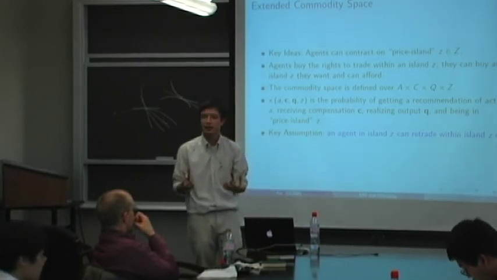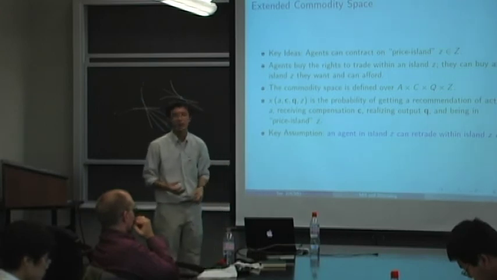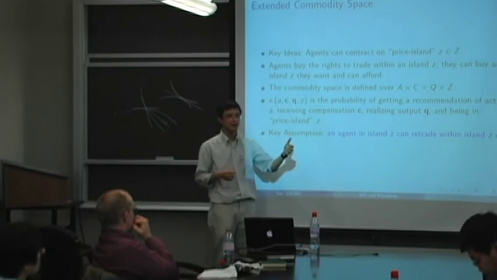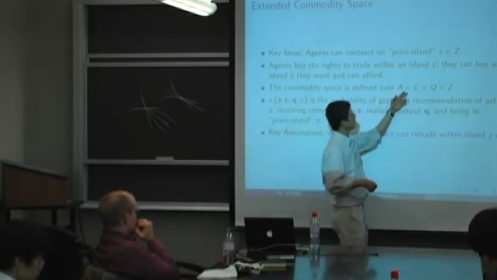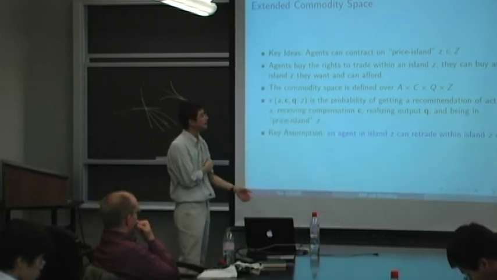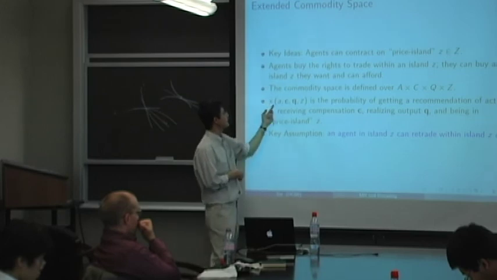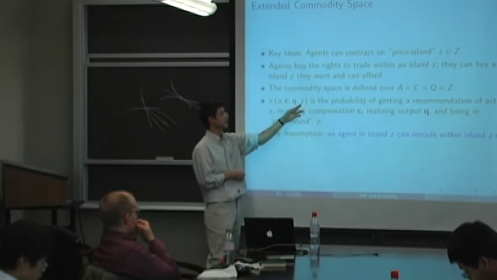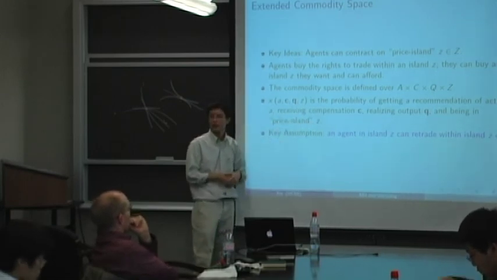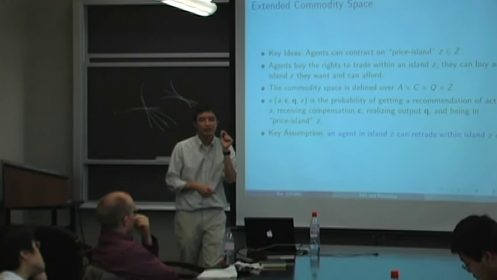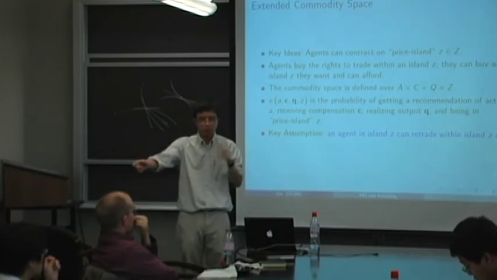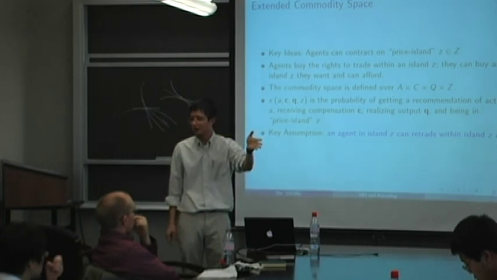The idea is that they extend the Arrow-Debreu to private information by extending the commodity space from just goods to contracts instead. Here we take a small step further and say the contract itself has to be extended to include this Z. And now X is going to be X of A, C, Q and Z. I don't have to tell you what it means because it's the same, except that now you also choose which island you want to be in. But importantly, everybody can choose whichever Z they want, given the price.